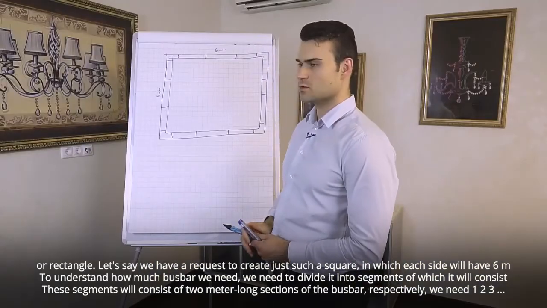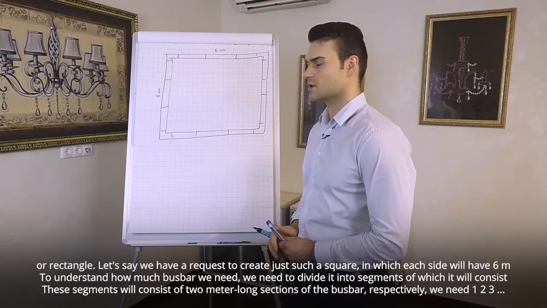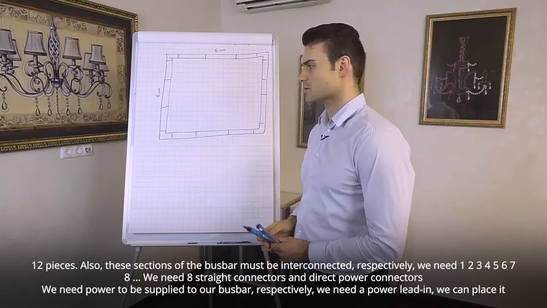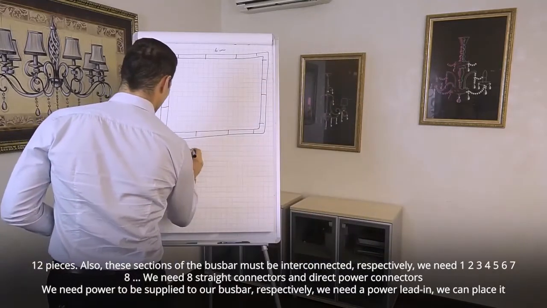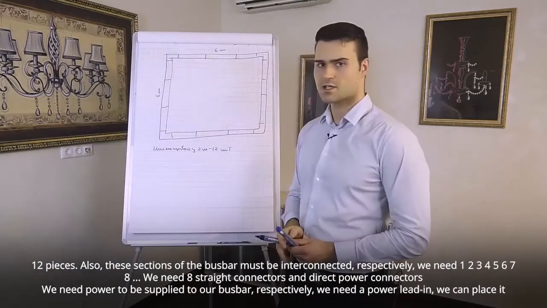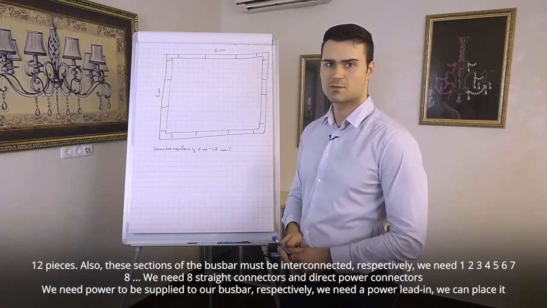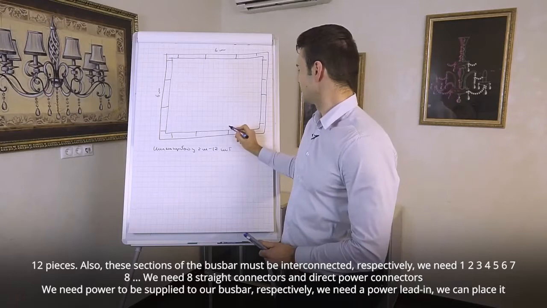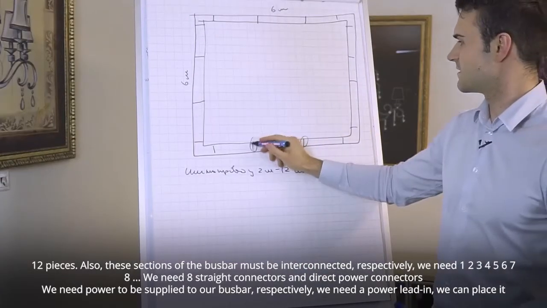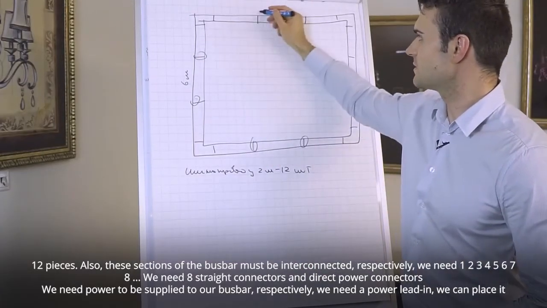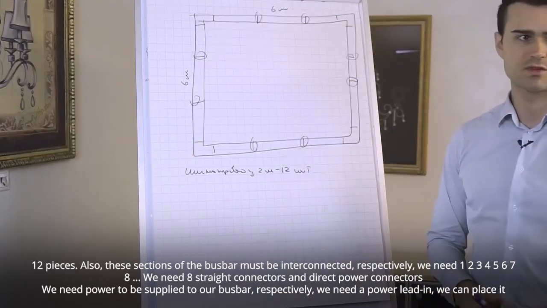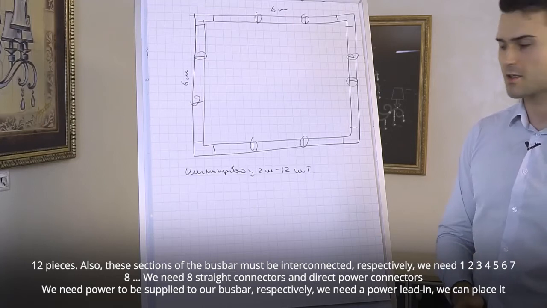These segments will consist of 2-meter-long sections of the bus bar. We need 1, 2, 3... 12 pieces. Also, these sections of the bus bar must be interconnected. We need 1, 2, 3, 4, 5, 6, 7, 8 - we need 8 straight connectors and direct power connectors.